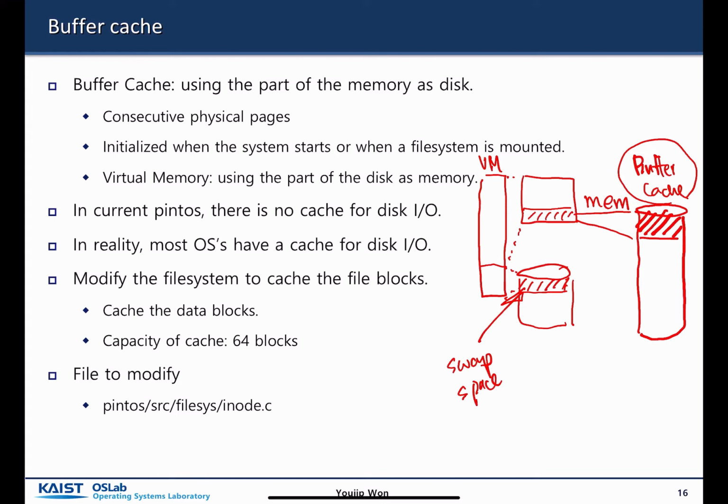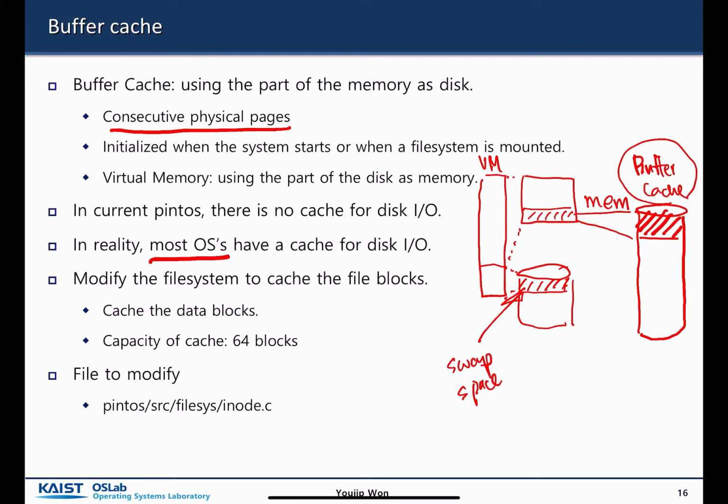That's buffer cache. So buffer cache is consecutive physical pages, and it is initialized when the system starts or when the file system is mounted. So if you unmount the file system and mount it again, all the contents in the buffer cache is reset. And so in current Pintos, there's no cache for the disk I/O. In reality, however, most operating systems have a buffer cache for the disk I/O. So we're gonna modify the file system so that we can cache the file blocks into the physical memory.